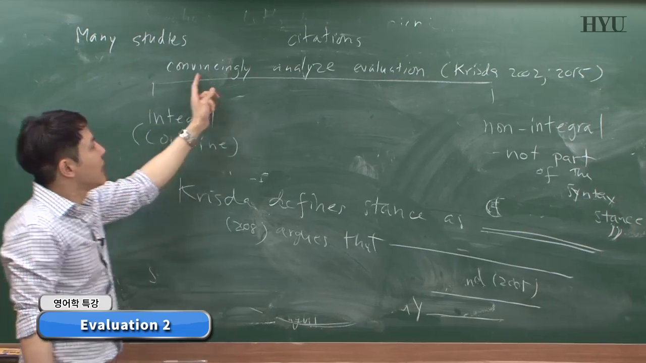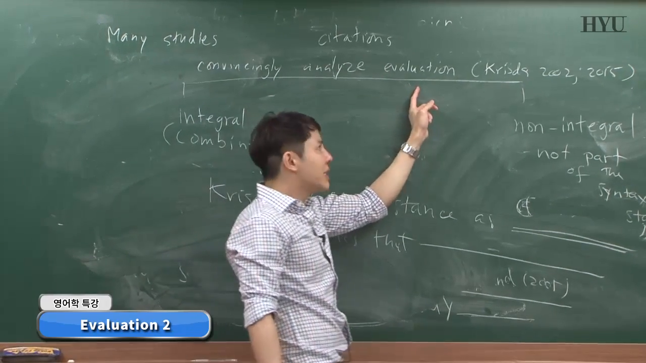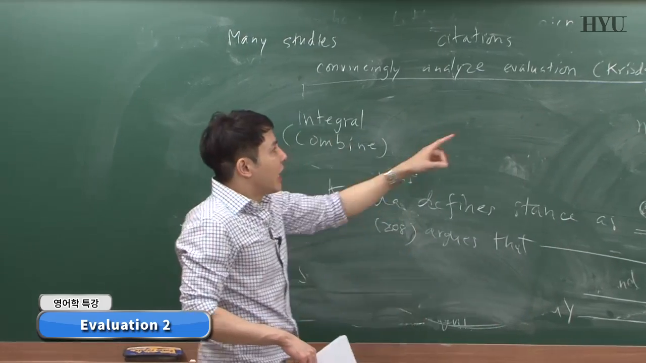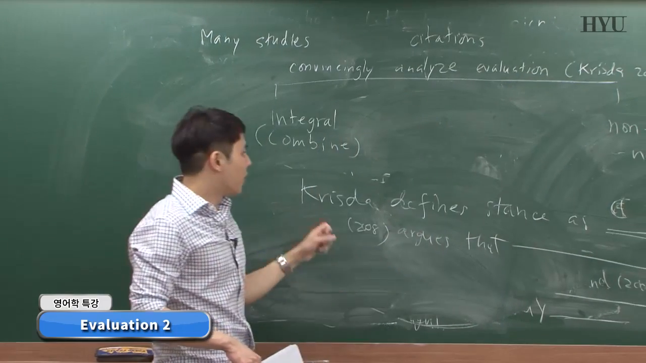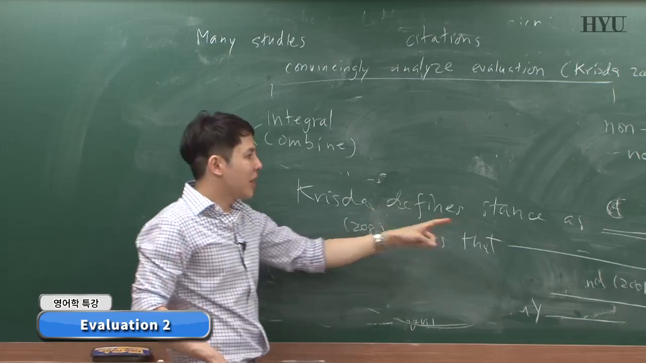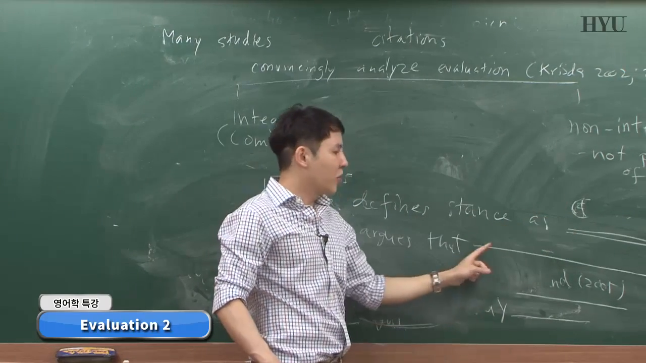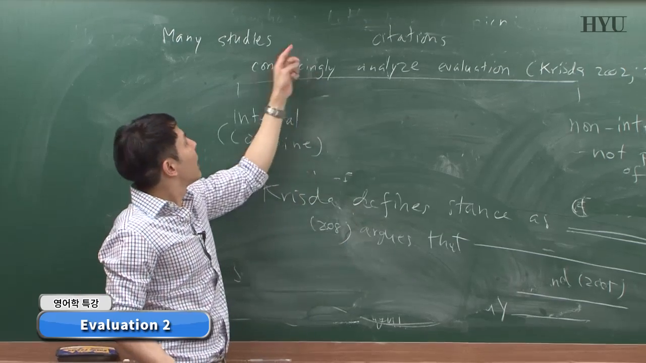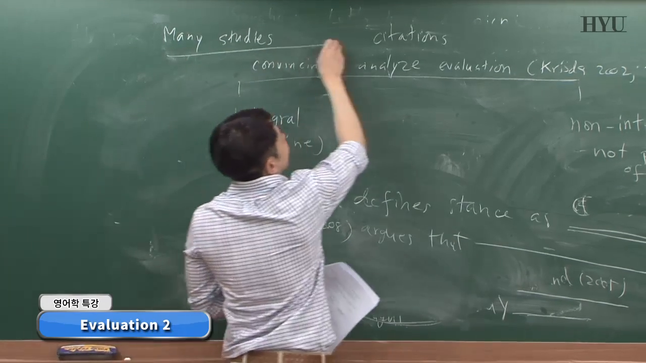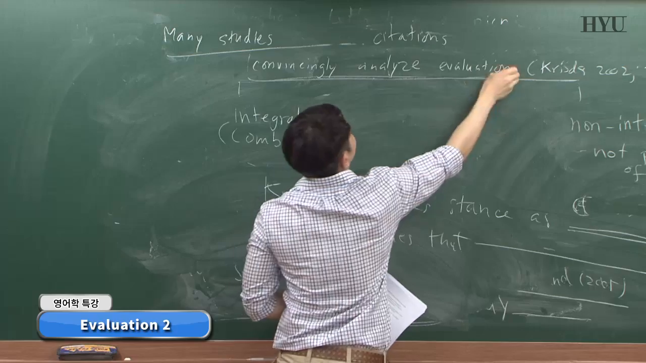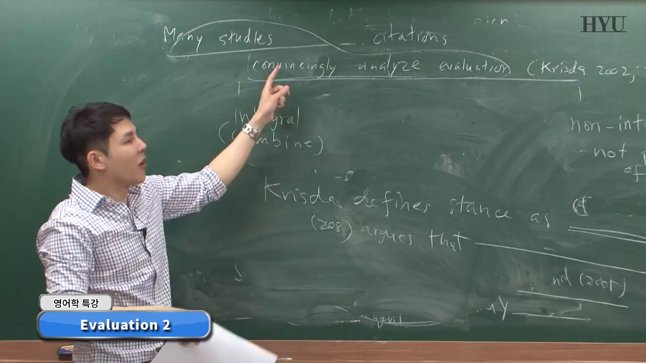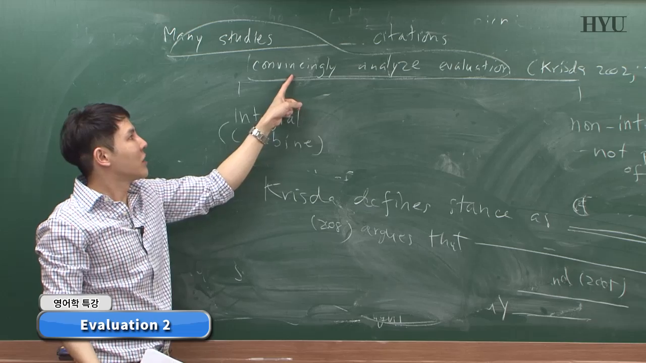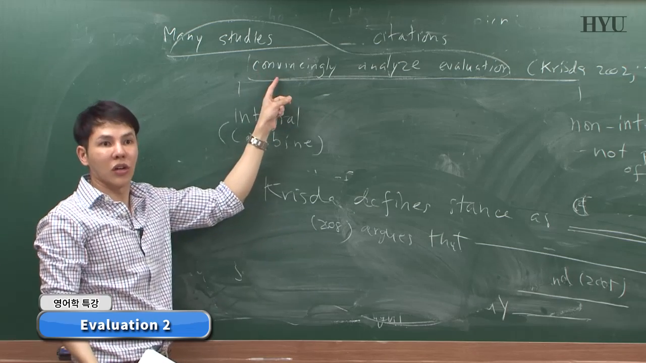Many studies convincingly analyze evaluation. For example, Krista 2002 to 2015, like this. This one is not attribution anymore. These two are, right? Because you quote directly or you paraphrase, so you point to the source. But this one, many studies convincingly analyze evaluation. Here is a verse statement with the writers here convincingly evaluation, right?